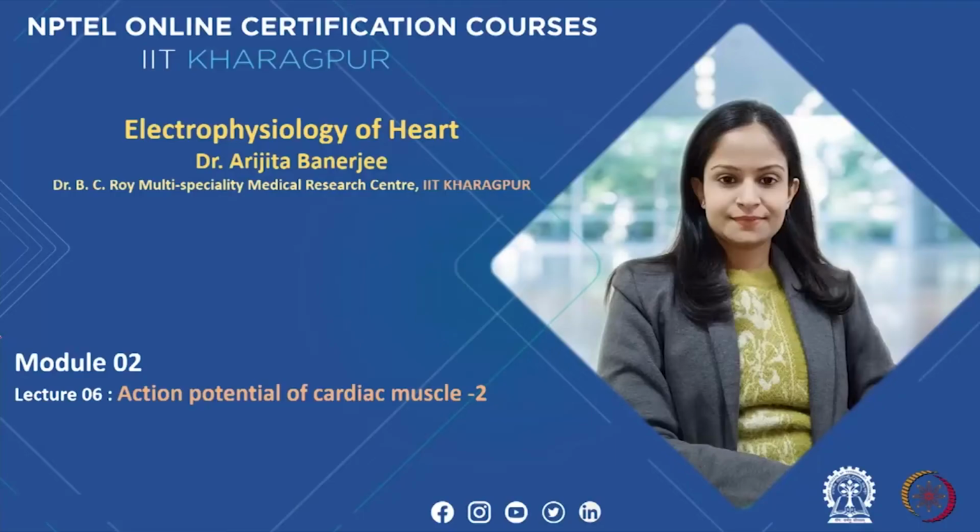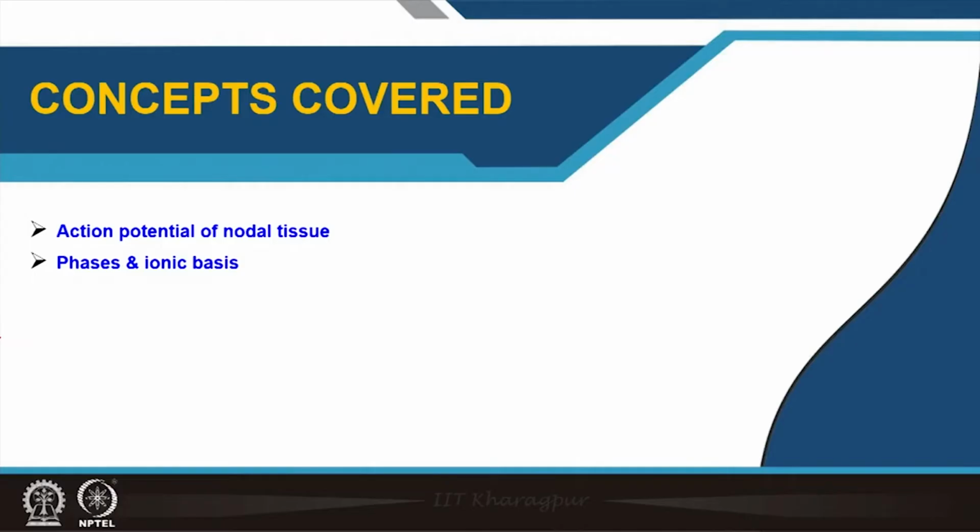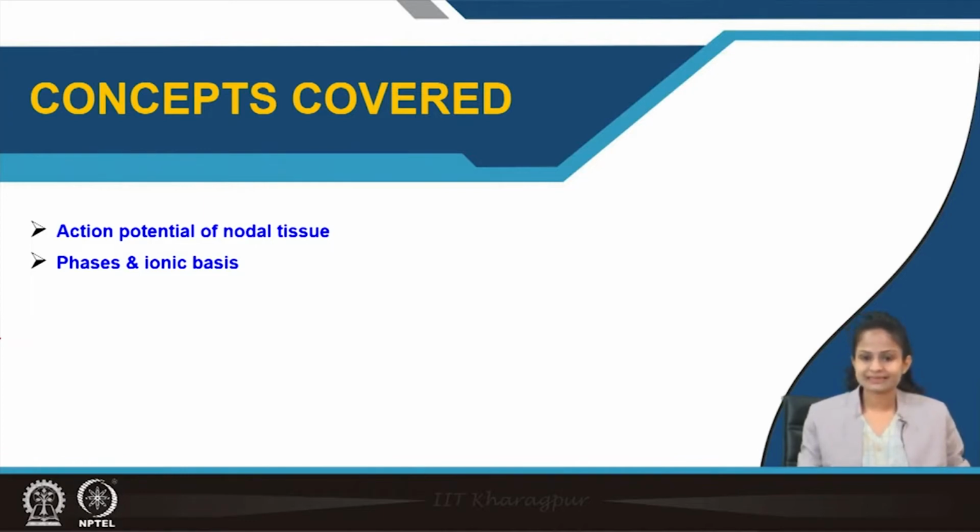Hello everyone. So today we will start our next topic, that is action potential of the cardiac muscle, part 2. In the last lecture we had discussed the action potential of the myocardium, that is atrial and the ventricular muscle. So today we will discuss the action potential and various phases and the ionic basis of those phases of the nodal tissue or the pacemaker tissue.